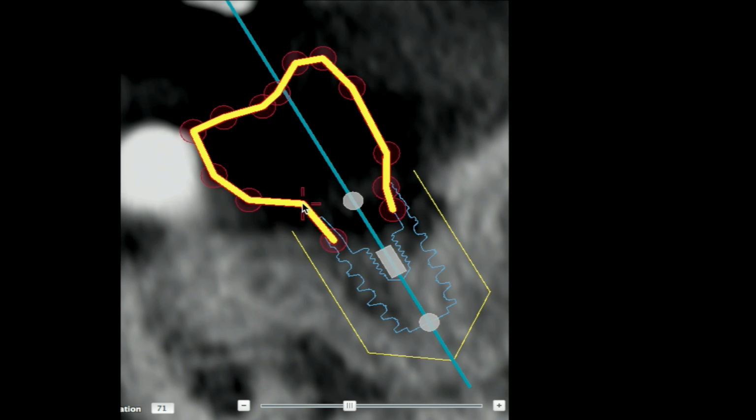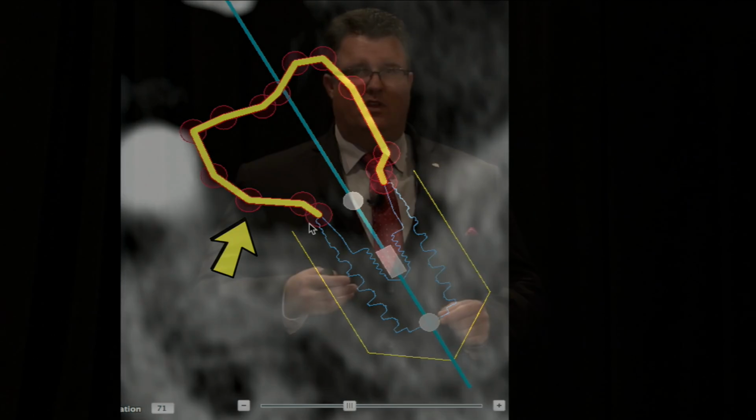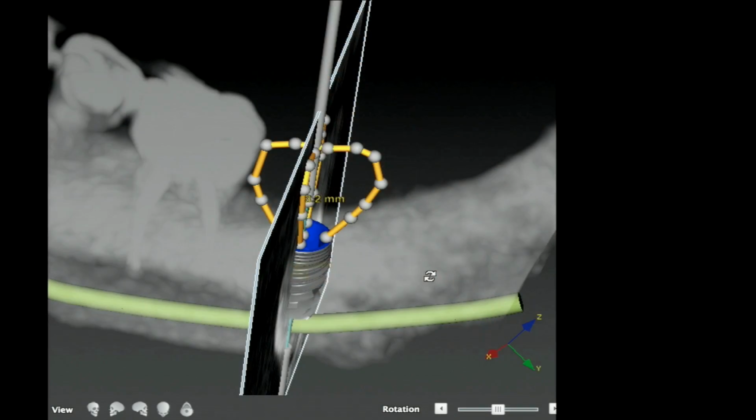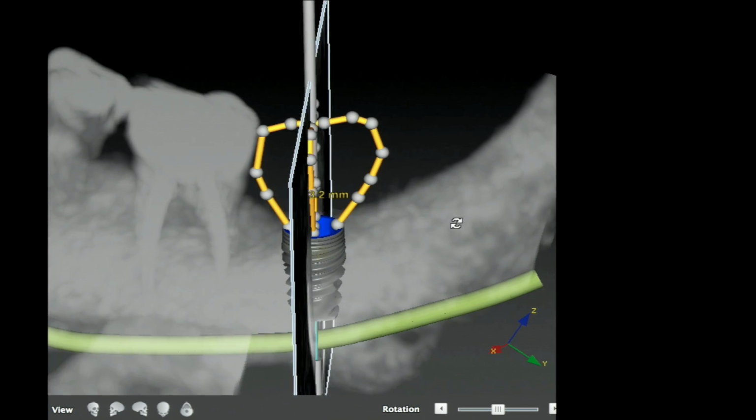But also look what happens when I place it not deep enough. If I'm not deep enough, again, the emergence profile is going to make this undercut that's going to cause us to have issues with the soft tissue. So the soft tissue is not going to seal it off. You're going to have a little bit of bone loss happening around it. So placing the implant is important.